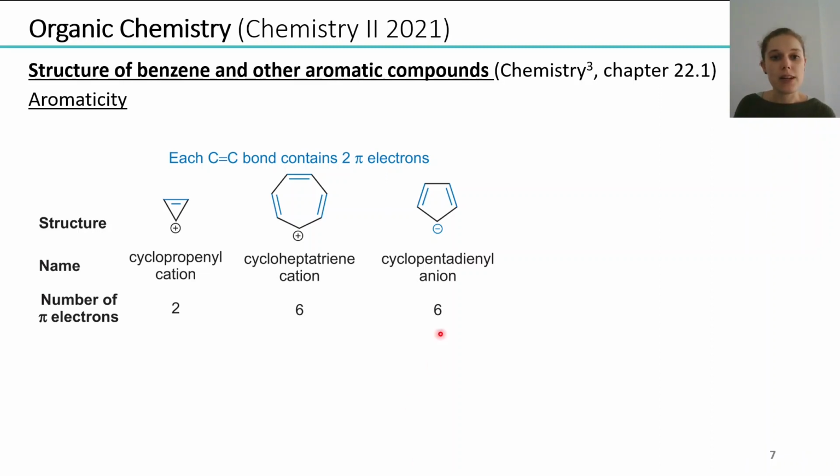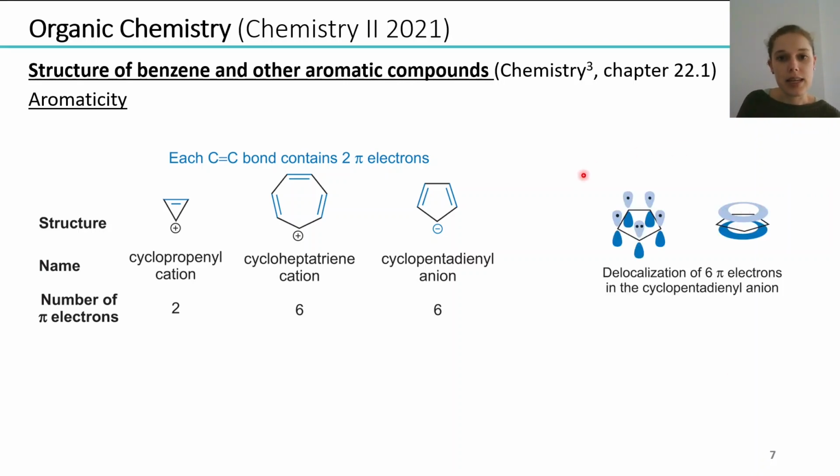Similar to the positive charge, we can also have a negative charge in the system. For example, here for the cyclopentadienyl anion, and here we can see that we have again two double bonds, which makes four pi electrons, and then we have this negative charge here on the carbanion. Hereby we have two additional electrons, which are now part of the pi ring system. So in total we have 6 pi electrons, and the pi electrons are again delocalized, and this is why this compound is also aromatic and quite stable.